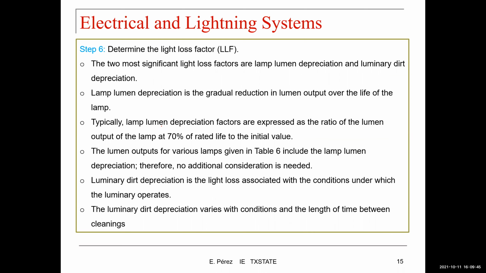Luminaire dirt depreciation is the light loss associated with the conditions under which the luminaire operates. So for example, if you are in a machine shop, you will expect those lights to get some dust and get affected by that. So the luminaire dirt depreciation varies with conditions and the length of time between the cleanings.